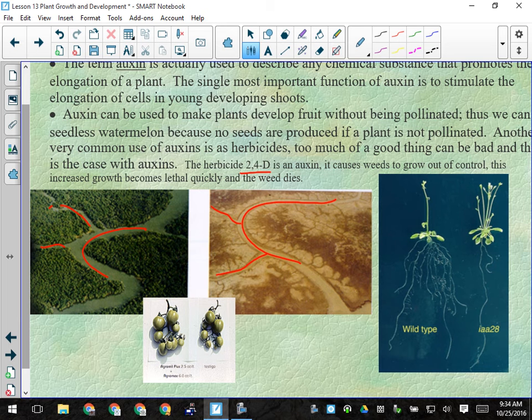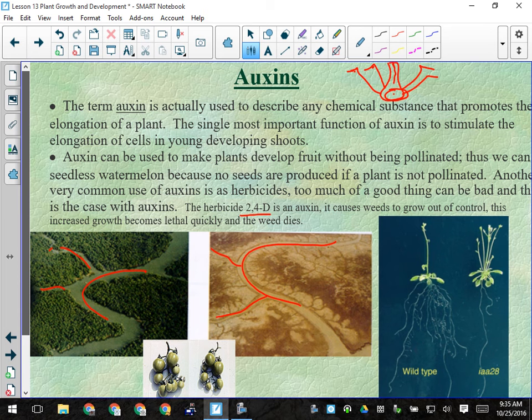All right, questions on auxins. So the big thing with auxins is that they cause a lengthening of the plants. So the single most important function of auxin is to stimulate the elongation of cells in young developing shoots.